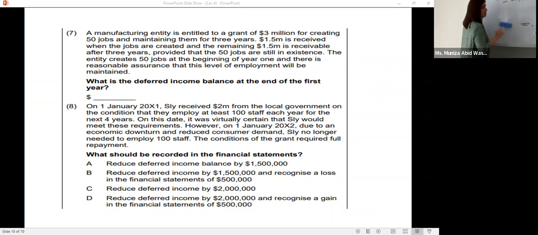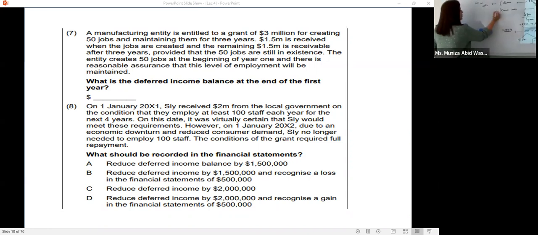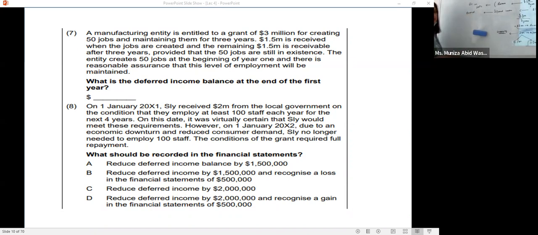This is the first case. On the other hand, the remaining $1.5 million which we had recorded as the deferred income. Students, where do we record the deferred income? In our liability in SOFP. That is going to be reversed. Got it? This is going to be eliminated. This is going to be the treatment. So option B is the right one. Very good, Rahul. Reduce deferred income by 1,500,000. Recognize a loss in the financial statements of 500,000.